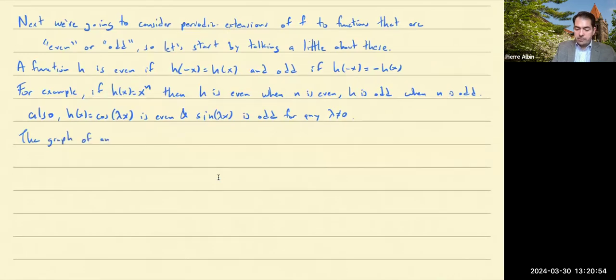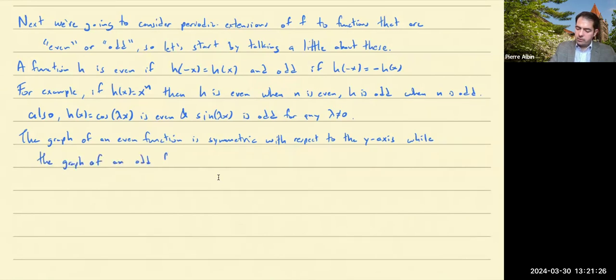The graph of an even function is symmetric with respect to the y-axis, while the graph of an odd function is symmetric with respect to the origin.